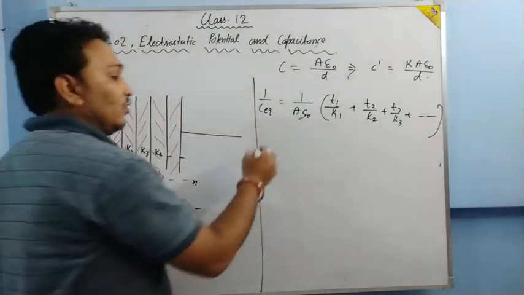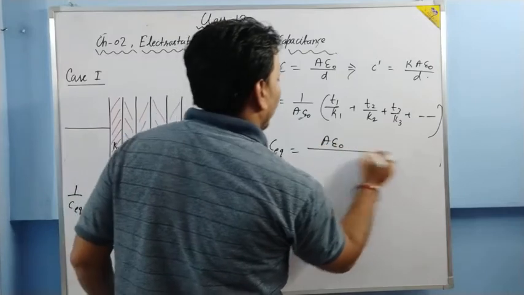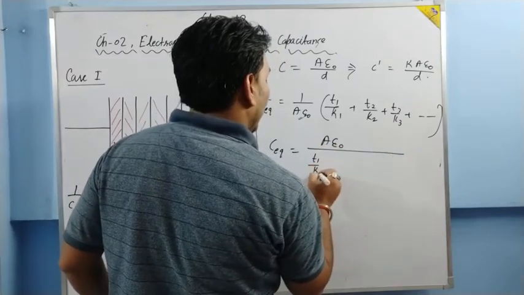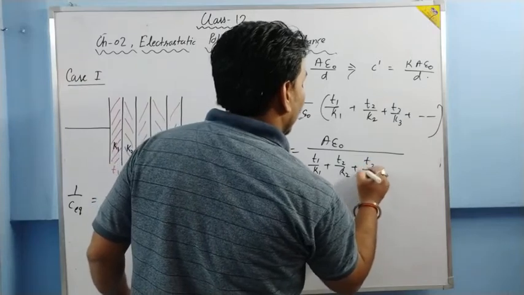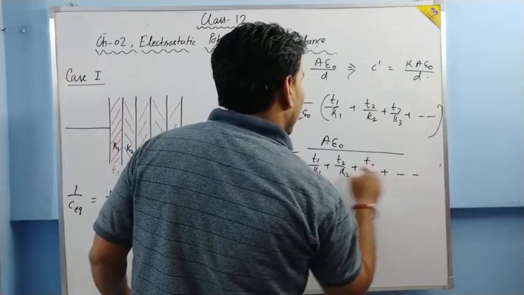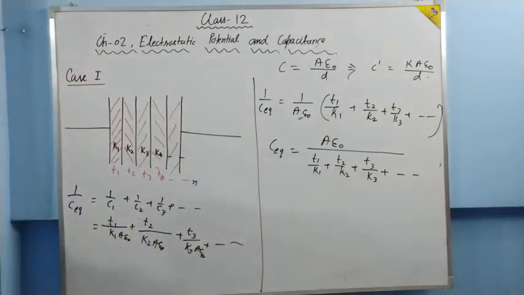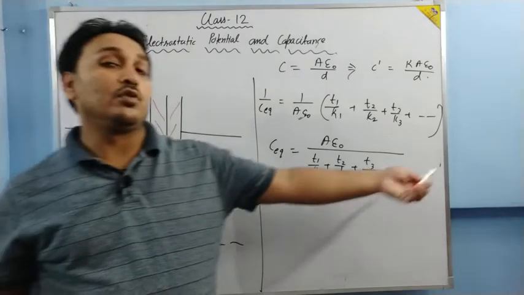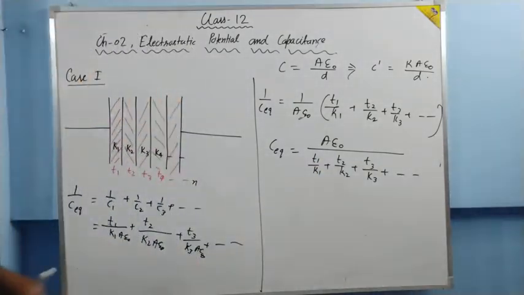So what will be the value of C equivalent? It will be A epsilon naught upon T1 upon K1 plus T2 upon K2 plus T3 upon K3 plus so on. Is it clear? So this is how this can be solved. Okay, suppose there are n, you have to solve for n.